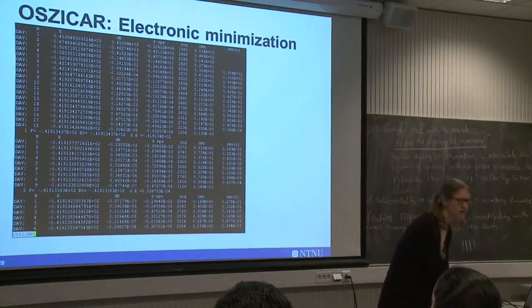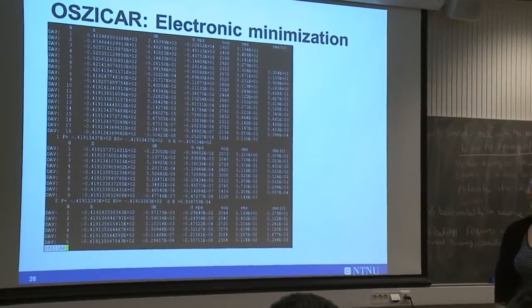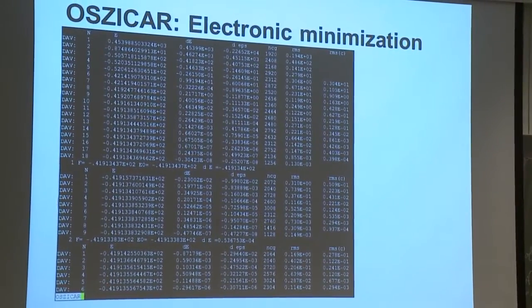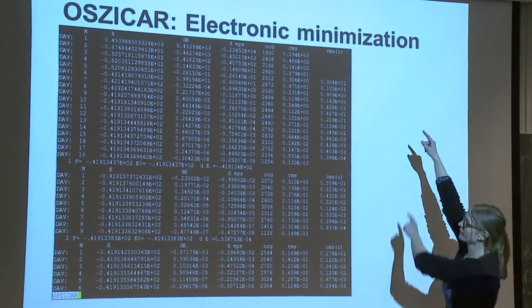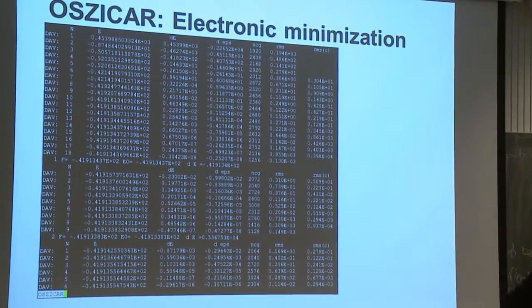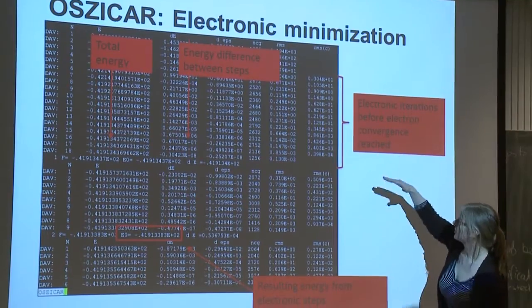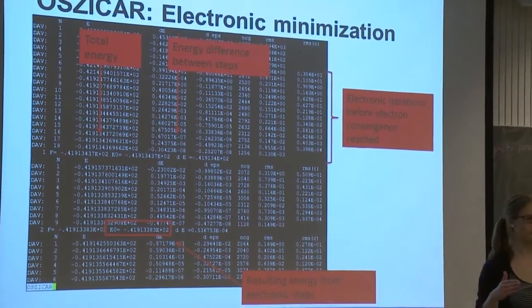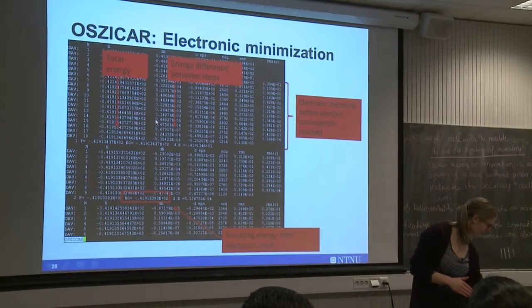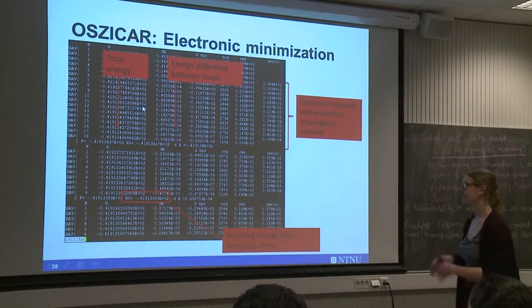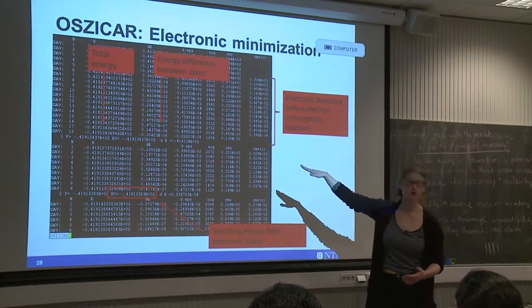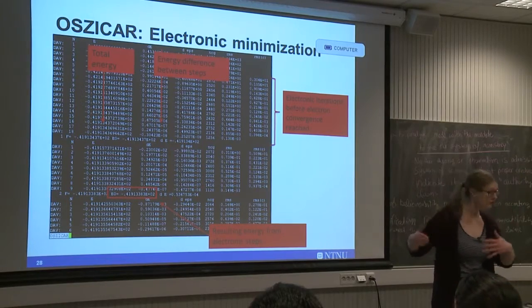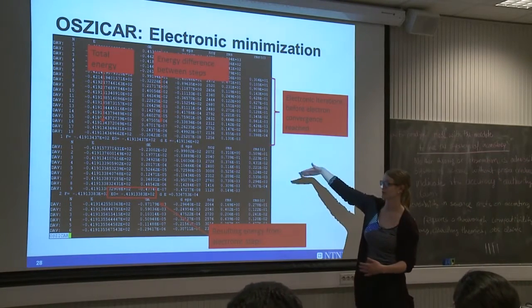So the OSZICAR would look something like this. We talked about the self-consistency scheme and the electronic iterations. That's basically what you see here. So each lump here is a set of electronic minimization steps. And then you have defined some sort of electronic convergence criterion, so then it goes out of the loop and it calculates forces on ions, it moves the ions, and then it starts all over, right?